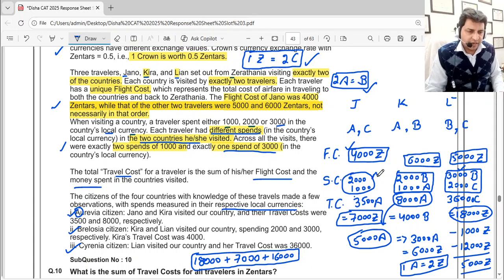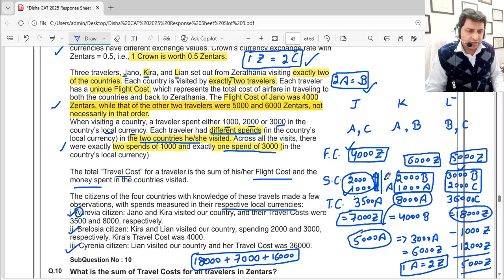Now if we make it, this is A and this is C, or it can be C and this can be A, so there are two options we have. If 2,000 A we convert to Z, that becomes 4,000, that is not possible. 2,000 C, that becomes 1,000, 1,000 becomes 2,000, so that is the possible thing. So 2,000 C, and we have to tell that for Jano in A currency. So in A currency 1,000 is already here.